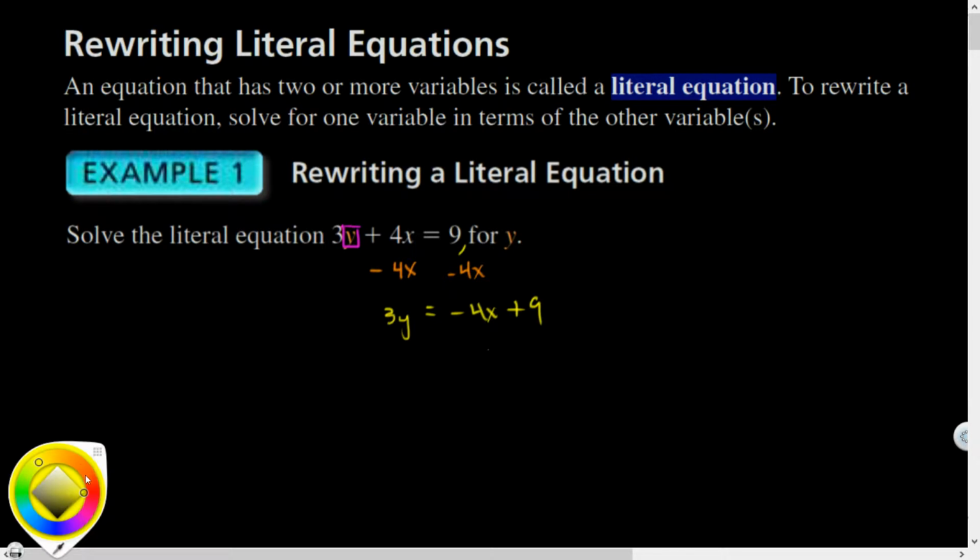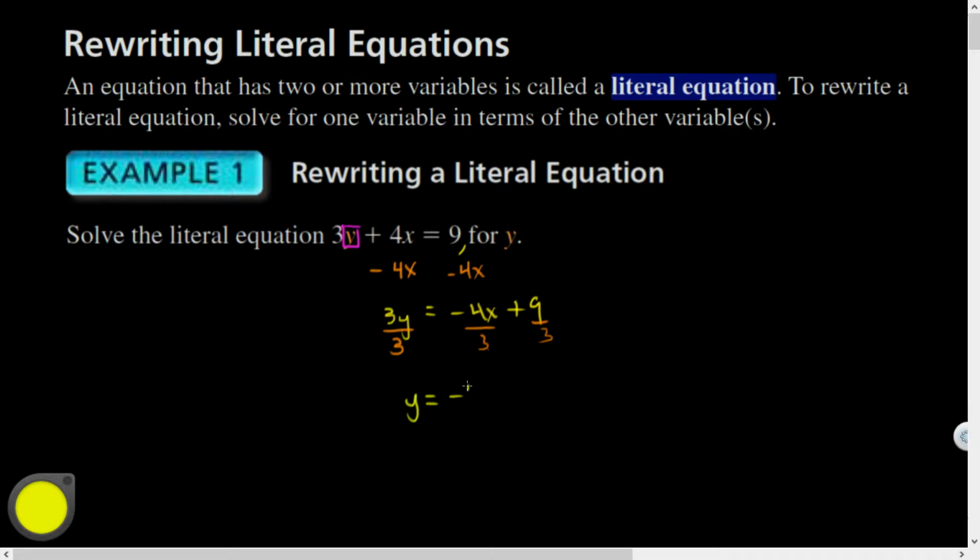Now, how do I get y by itself? It's being multiplied by 3. What's the inverse? Divide by 3. I'm dividing both sides in their entirety by 3. I could write all over 3 like this, or you could write over 3 over 3. Same difference. Those 3s cancel out. I get y equals negative 4/3 x.